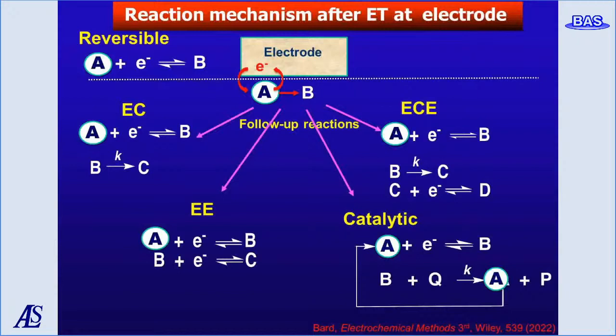As shown in this slide, each mechanism shows a characteristic CV voltammogram, so we can judge what kind of electrode reaction occurred at the electrode from the CV voltammogram. So we will show you the detail of each mechanism from the viewpoint of the voltammogram shapes.